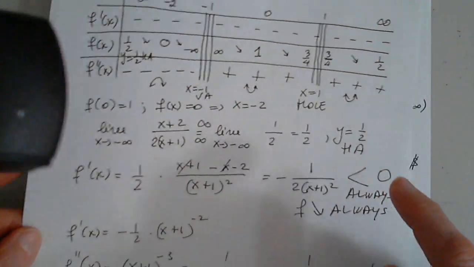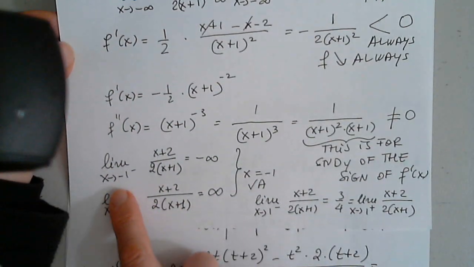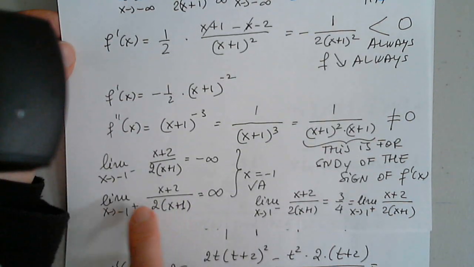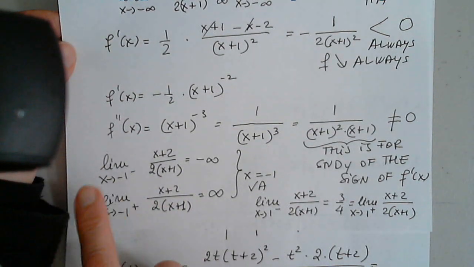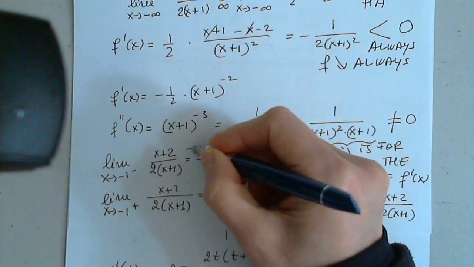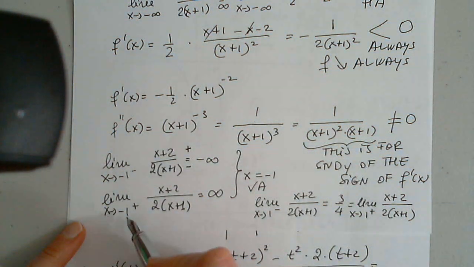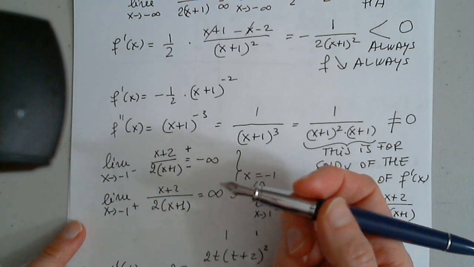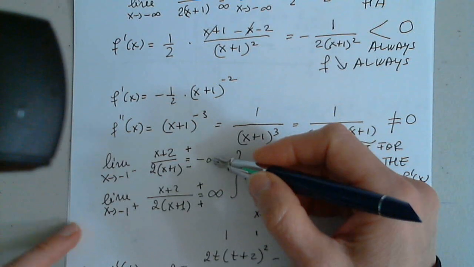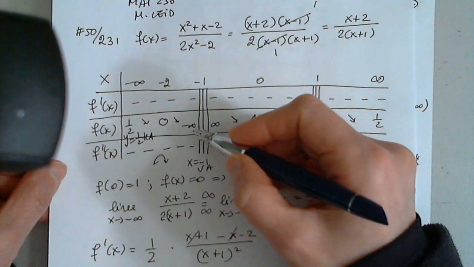After that, I want to determine the limits left and right of -1. Of course, it's 0 in the denominator. But -1 from the left, with -1.1, the numerator is positive, but the denominator is negative. And the answer is -infinity. -1 from the right, with -0.9, the numerator is still positive, but now the denominator is positive. That's why -infinity, positive infinity. x equals -1 is a vertical asymptote.